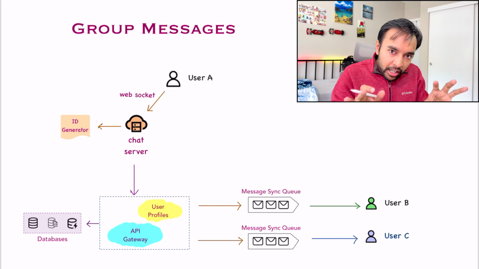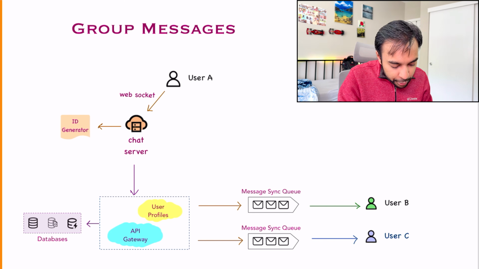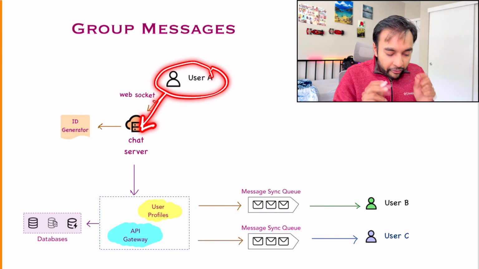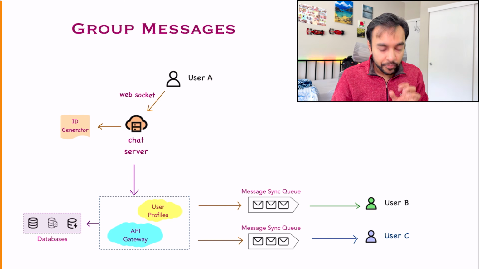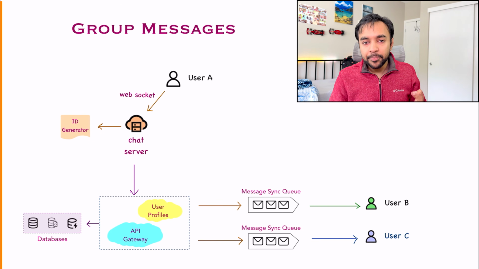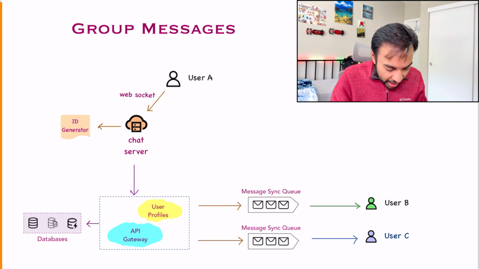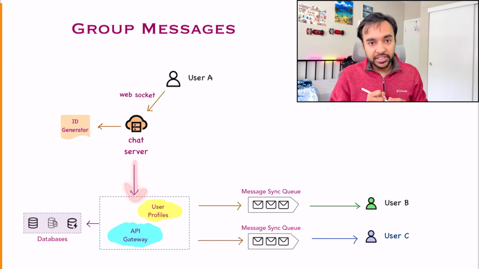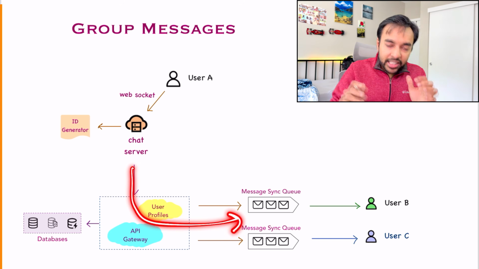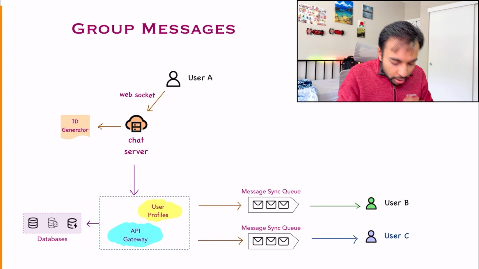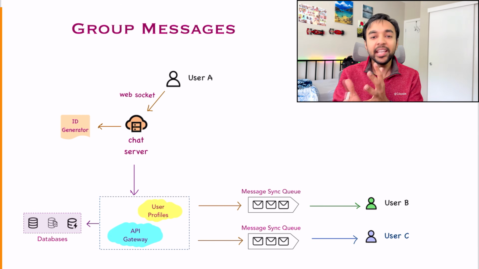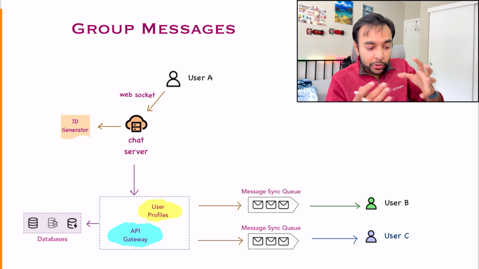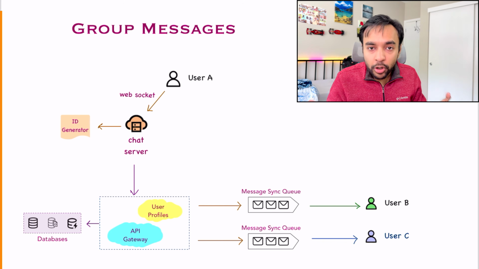So the first part will still remain the same. You have a user who establishes a WebSocket connection to the chat server. Once again, you will grab an ID. All of this process remains the same. And now you want to send the message. Before even sending the message to a message queue, what will happen is you will have some API gateways in between. And you know about all of the user profiles also.